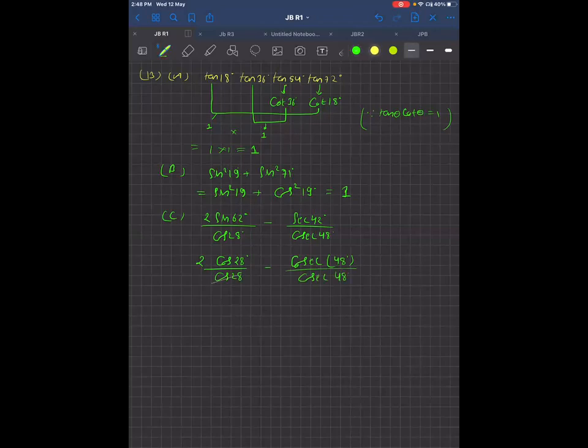Now see, cos 28 cancels, cos 48 cancels. What we are getting is 2 minus 1 equal to 1. So actually, these all simplify to 1. So the option is D. D is correct, okay? So which option is correct? D, none of these. So the 14th one, the answer is C.